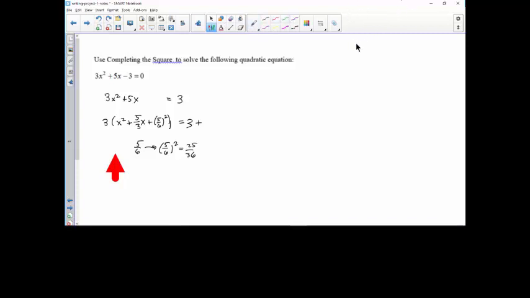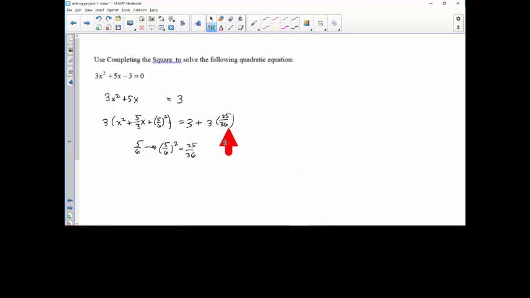And on the right-hand side, I want to add the same thing, but this time I'm going to expand that square. So it's a 25 over 36 over here, but it's also got to be multiplied by 3 because this one is. See, 3 times that. This one's multiplied by the 3. So 3 times 25 over 36. Okay?